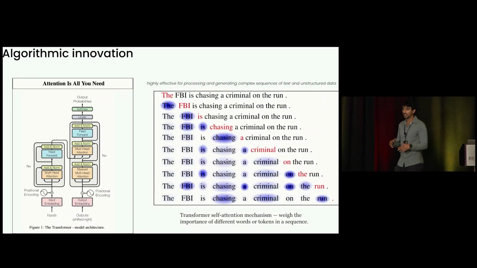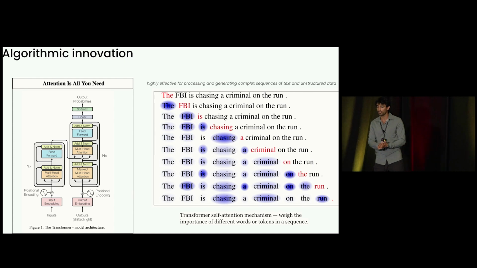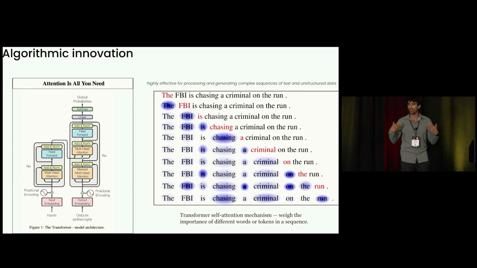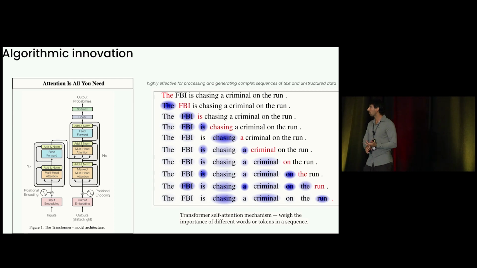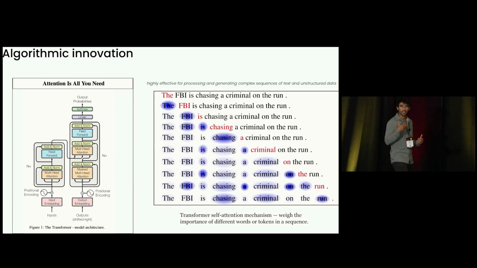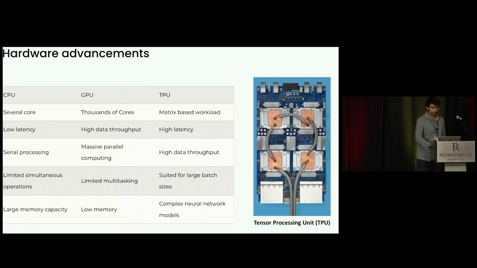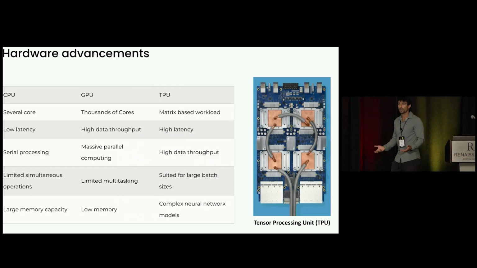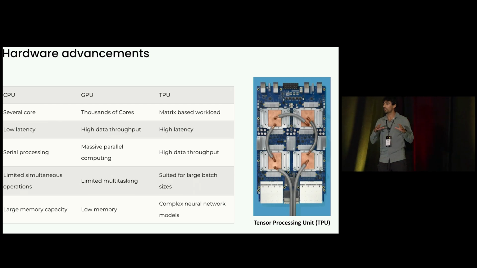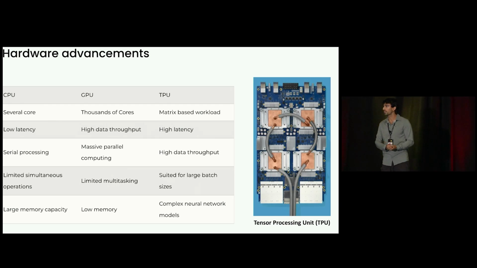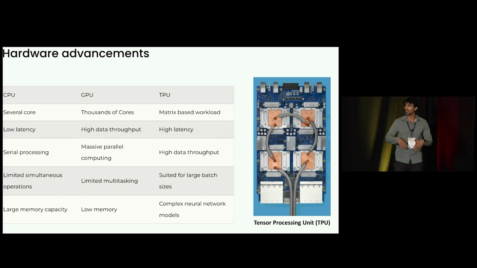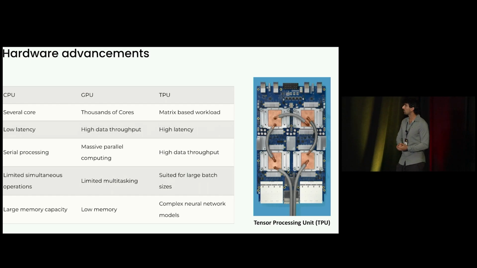Second piece, algorithmic innovation. In 2017, Google launched the paper Attention is All You Need, introducing a novel architecture called the transformer. It was highly effective, much more so than recurrent neural networks or convolutional neural networks, in understanding language and particularly the sequence of sentences. Additionally, there were major hardware advancements, from CPUs to graphics processing units, and more specifically, optimized matrix vectorization on TPUs. This has allowed us to train much more complex models at a much higher scale.